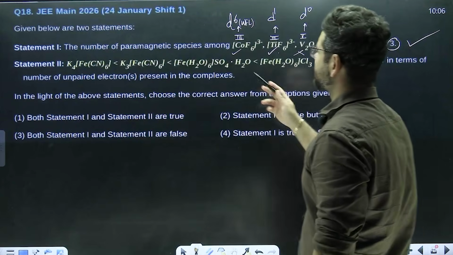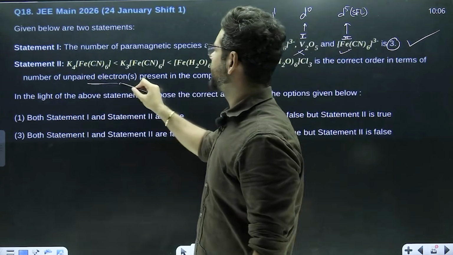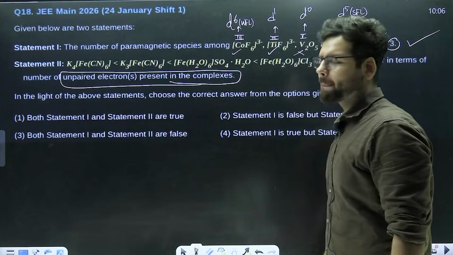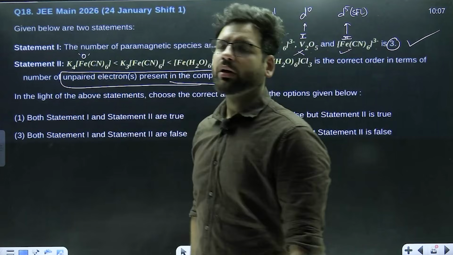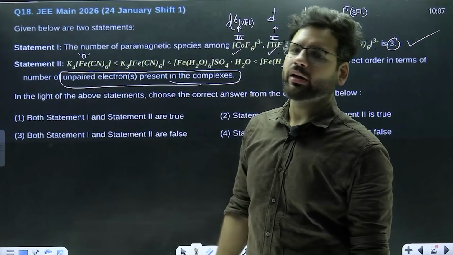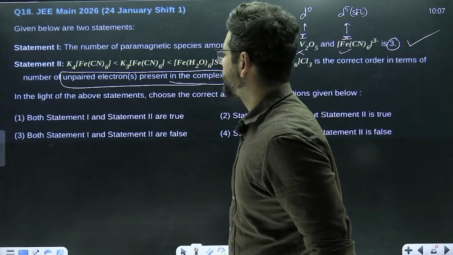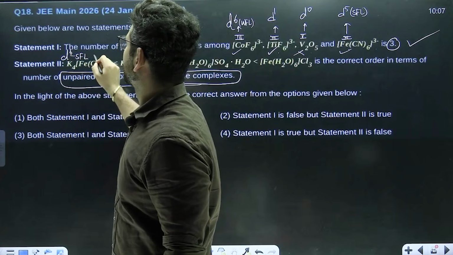Statement 2 says these are some of the complexes given. Correct order in terms of unpaired electrons present in the complexes. Unpaired electrons for Fe(CN)6 will be 0. It's iron plus 2, d6, with a strong field ligand. d6 strong field ligand, no unpaired electron.